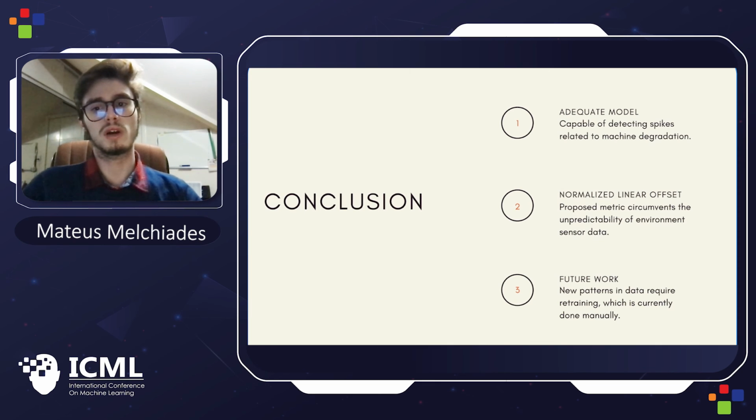And as future work, we would like to adapt our model to train itself and evaluate these new trainings through transfer learning in a way that it can automate this process, especially because new patterns tend to appear in our dataset constantly in production, and new patterns often require retraining. So this is one of the main limitations we currently have, and we hope to work on it in the future.